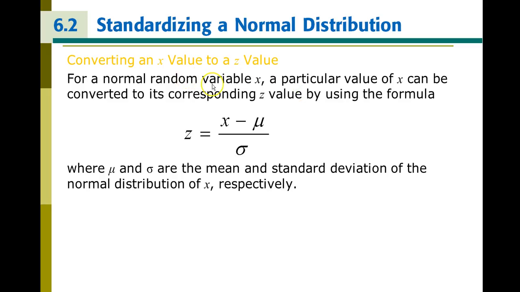But for a normal random variable that's not already a standard normal random variable, a particular value of x can be converted to its corresponding z value by using this formula. So this looks confusing, but let's try it out and see what it means. Just try to remember it's x minus mu over sigma. Let's see how we use that.